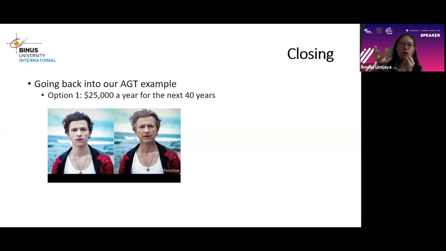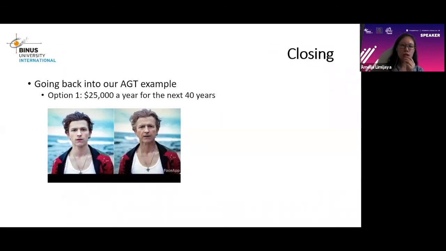Perhaps he only received the money for the first 10 years. After that, we don't know what will happen. There's also a risk that the AGT committee suddenly went bankrupt. They don't have enough money anymore and so on. There could be a risk there if you choose this option.